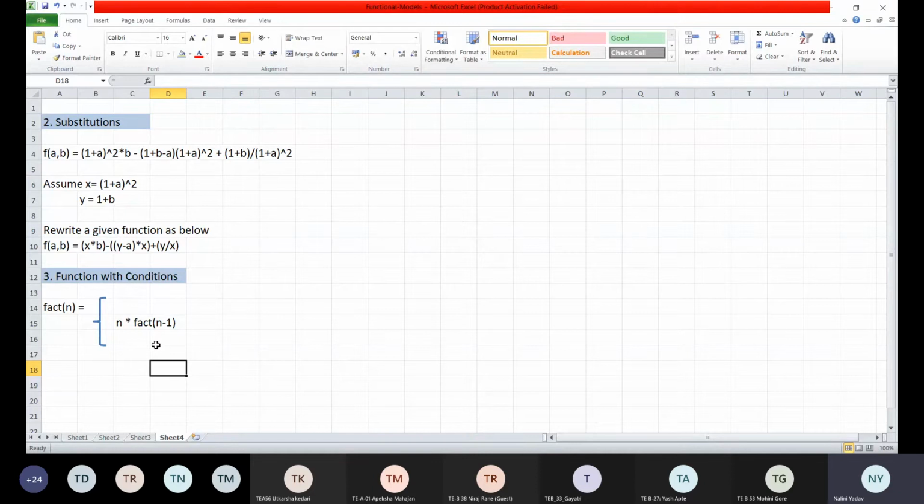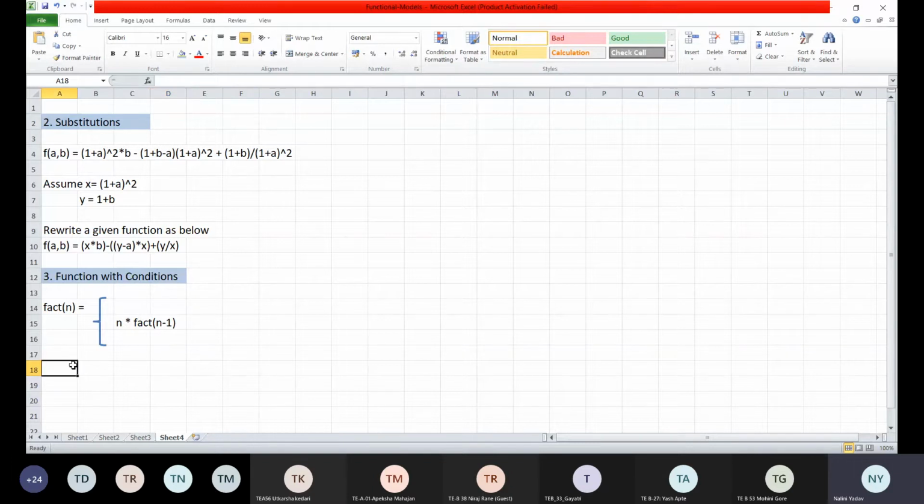Fact of 5 is equal to 5 into fact of n minus 1, that is 5 minus 1, that is 4. So 5 into fact of 4, right? Then how will fact of 4 be evaluated? The original 5 will remain as it is, 5 into 4 into fact of 3, correct? So like this it will go on, but up to what? Can anybody tell me where to stop? What is the condition over here where we are going to stop this calculation of factorial? Till what will this go on?